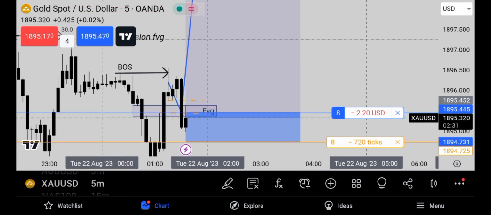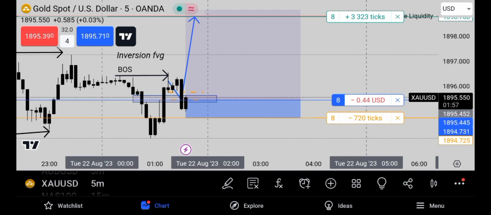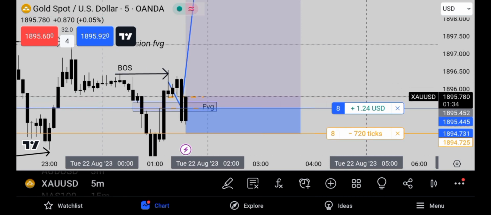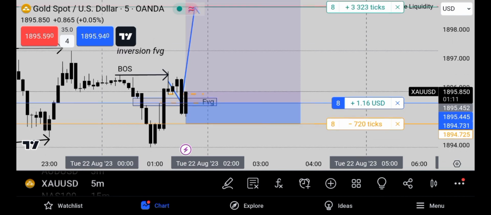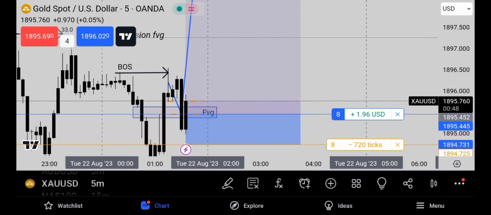Yeah, so market starts trading back into the fair value gap, and then just takes off, takes off from the fair value gap like it never even left. Like I never even got stopped out. And it took off from there.